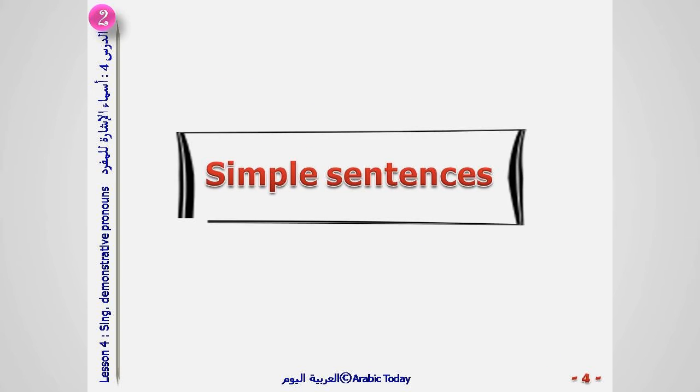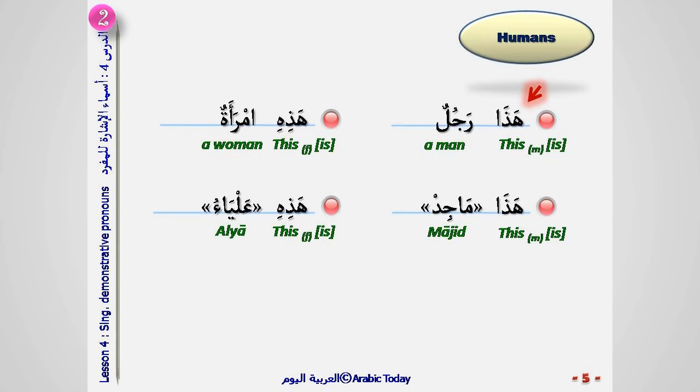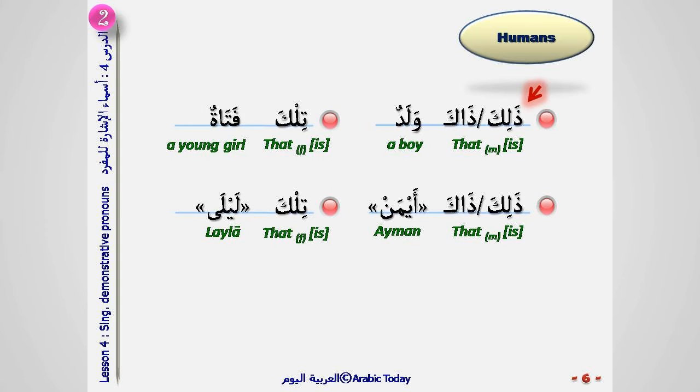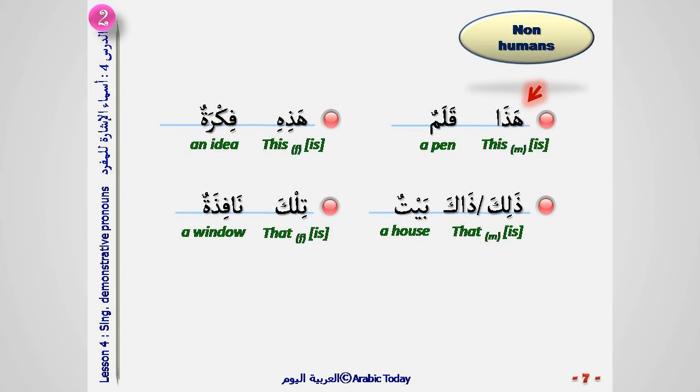Simple sentences. هذا رجل. هذه امرأة. هذا ماجد. هذه علياء. ذلك or ذاك ولد. تلك فتاة. ذلك ذاك أيمن. تلك ليلى. هذا قلم. هذه فكرة. ذلك ذاك بيت. تلك نافذة.